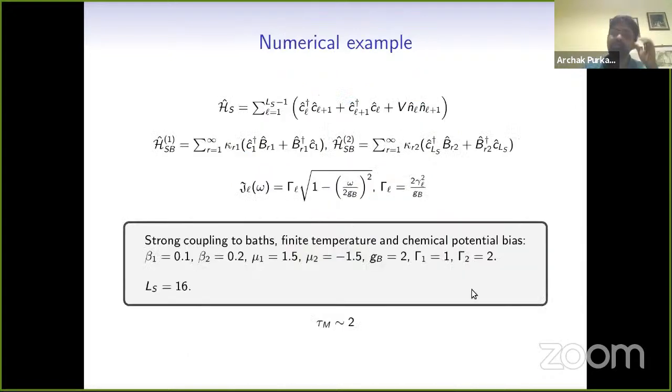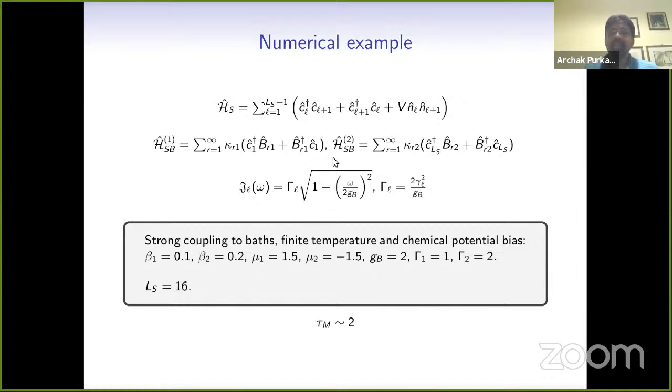So let's go to the numerical example. So this is a numerical example that we will be looking at mainly. Everything is fermionic here. So you have a nearest neighbor tight binding chain. The hopping parameter is set to 1, so everything is in terms of the hopping parameter, right? And there is nearest neighbor interaction also. We'll come to the interaction later.